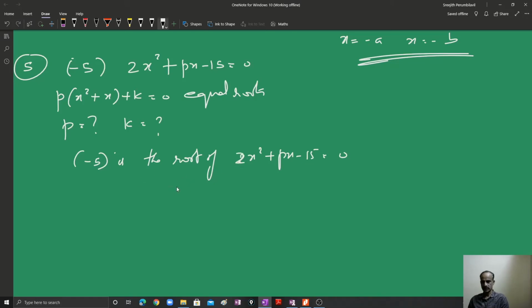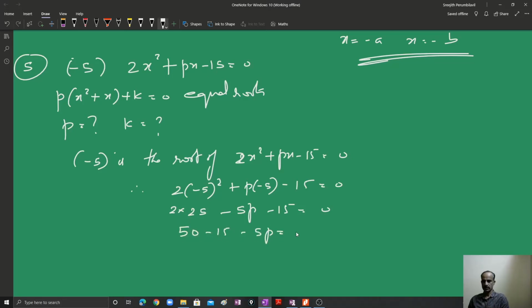That means 2 into minus 5 whole square plus p into minus 5 minus 15 is equal to 0, or 2 into 25 minus 5p minus 15 equal to 0. So this is 50 minus 15 minus 5p equal to 0, or 35 is equal to 5p, p is equal to 7. So you get the value of p.